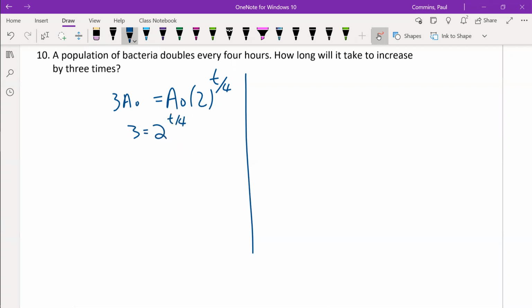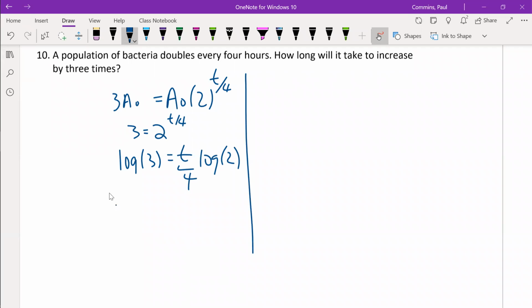And now we have to take base 10 logarithms of both sides because the variable is in the power, not in the base. So we don't use reciprocal powers. We don't use 4 over T. And we can't write 3 and 2 as powers of the same base. So we're forced to resort to base 10 log of both sides. We bring the T over 4 down as a multiplier. That's why we went to logarithms. Last rule for logs.